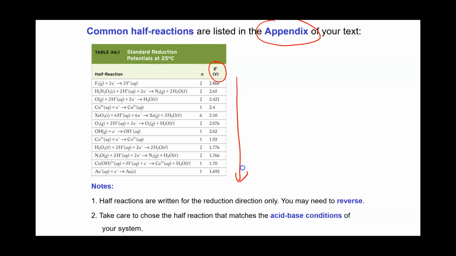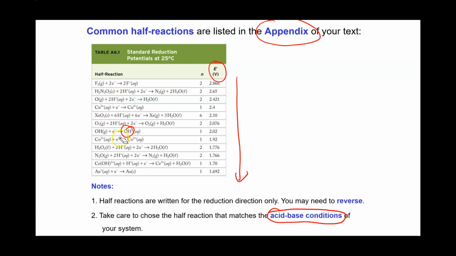Now, I just want you to be aware that you'll see things in here where some of them are clearly in acid, and then others are clearly in basic conditions. So here's one that's in basic conditions. So if you are doing any problems where you're using these standard half or common half reactions, then you do want to make certain that you select the right one with the correct acid-base conditions.